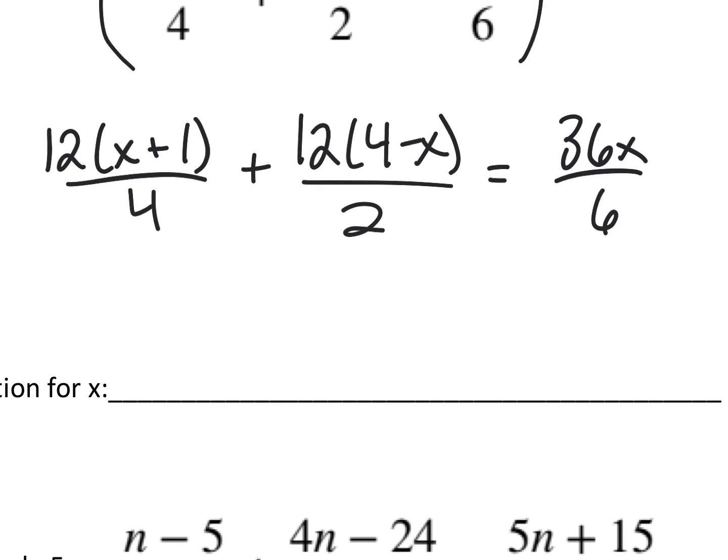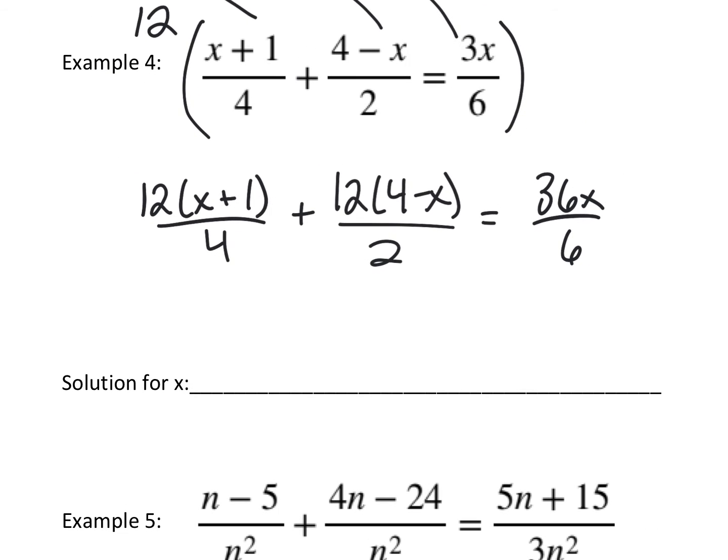I don't have to factor anything, okay? I can simplify each individual term. So the first term, the monomials can simplify with the monomials. What is 12 over 4? 3. So it's just 3 times x plus 1. The next term, 12 over 2, 6 times 4 minus x. Yep. And then 36x divided by 6, just 6x. Can we solve that? Yes, for sure.